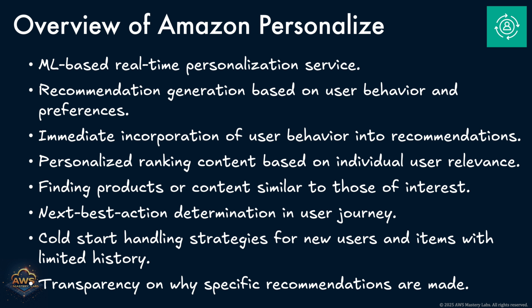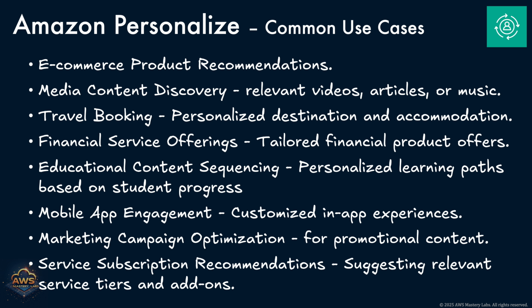Finally, explainable recommendations bring transparency to the table. This helps you understand and even show users why a particular item was recommended, building trust and clarity into the experience. Amazon Personalize unlocks the full potential of real-time machine learning personalization across a wide variety of industries and use cases. In e-commerce, it powers intelligent product recommendations, offering each shopper a personalized experience, from homepages to search results to cart suggestions. This means customers find what they need faster and businesses see higher conversion rates.